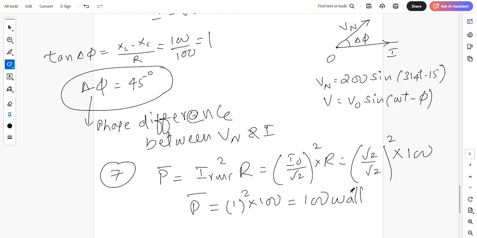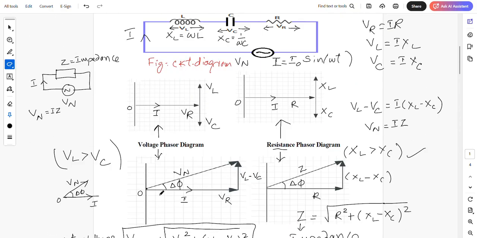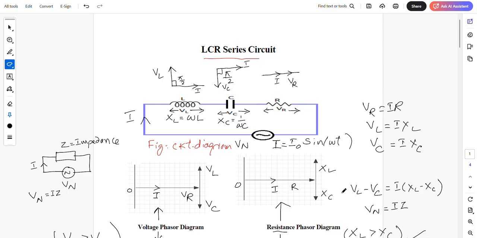Students, hope you understood this. This is the concept of the LCR series circuit with one problem, so that you can understand very clearly. Hope you understood this LCR series circuit. I have taught you the concept, and one detailed problem we have solved.